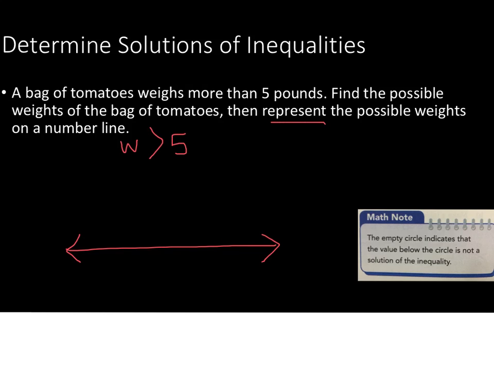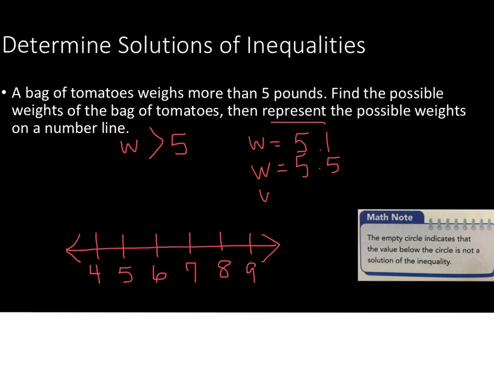And since it says greater than 5, I'm going to start with 4 and just count this way. And there's a couple of solutions that make this statement of W is greater than 5 true, because W could be equal to 5 pounds 1 ounce, or W could be equal to 5.5 pounds, or W could be equal to 10, and all of those solutions would make this inequality true.